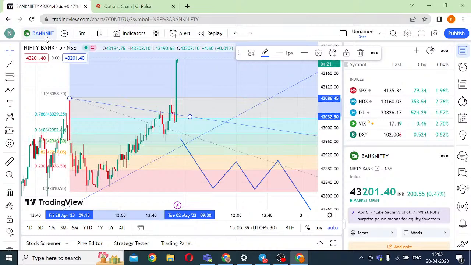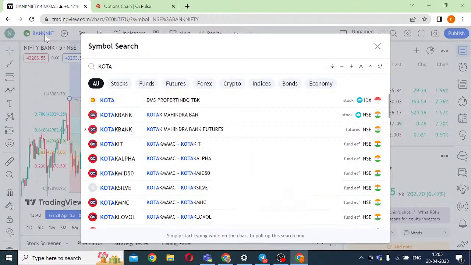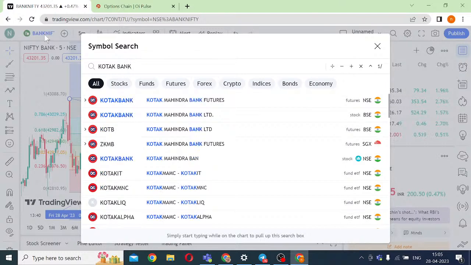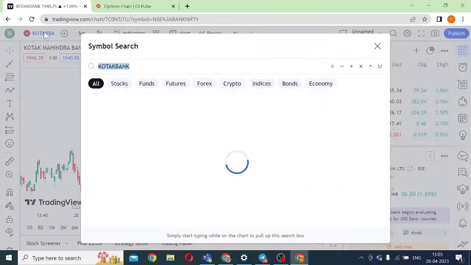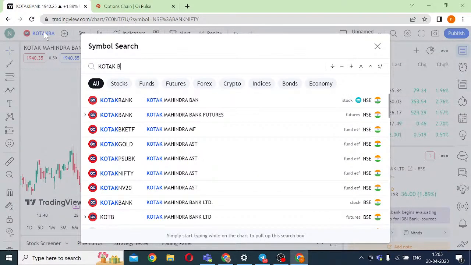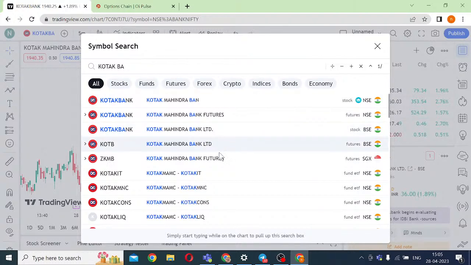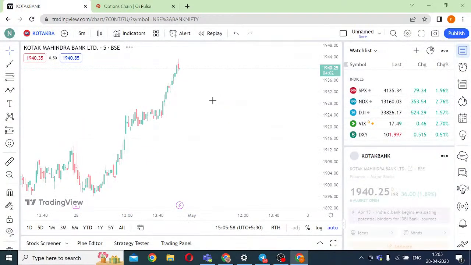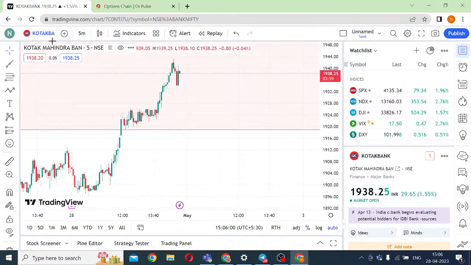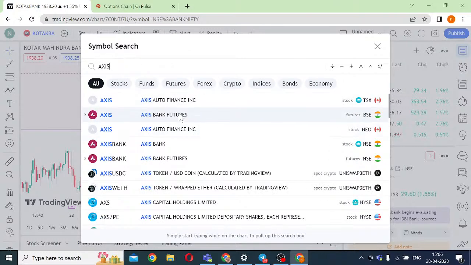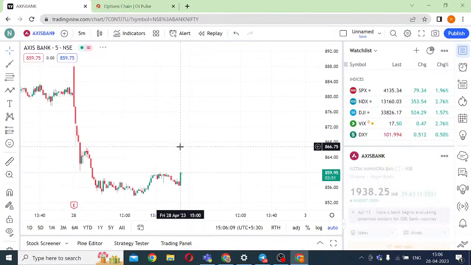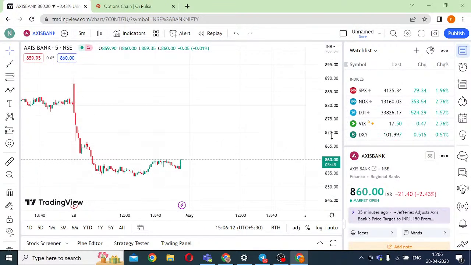We'll see which component. I think Kotak would have moved. In my mind, I can see Kotak as being a good chart. Sorry, this is BSE. No, it's not Kotak. So what has moved? Oh, Axis. So again, go back to the analysis video. What did I say? If Axis opens gap up, this will come down.